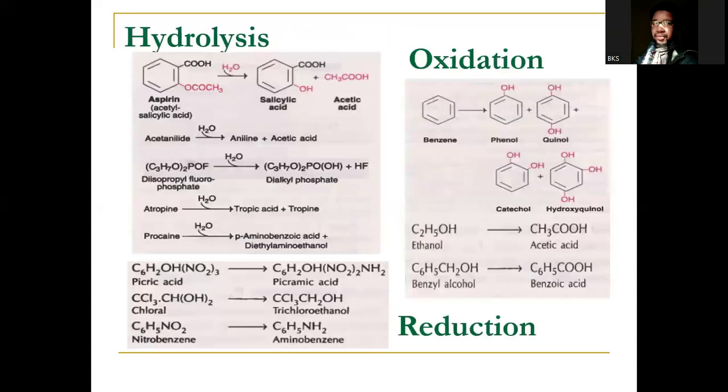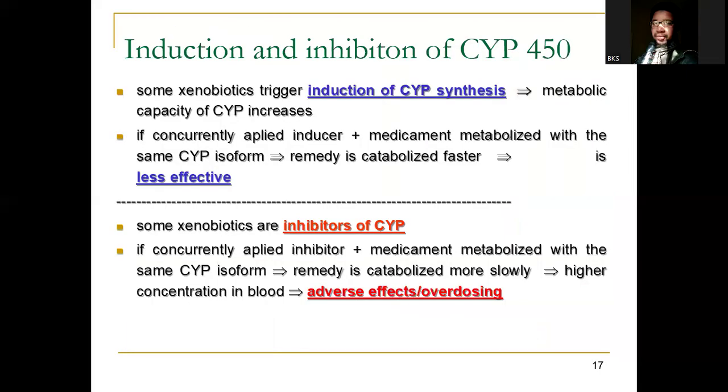So this is basically, I have given an example of some reactions in phase 1. I've mentioned hydrolysis. We can see aspirin, acetyl salicylic acid, can be hydrolyzed to form salicylic acid and acetic acid. And we can see atropine can be hydrolyzed to tropic acid and tropine. Reduction, we can see butyric acid to glutamic acid, nitrobenzene to aminobenzene, and we also see oxidation like benzene to phenol, ethanol to acetic acid, etc.